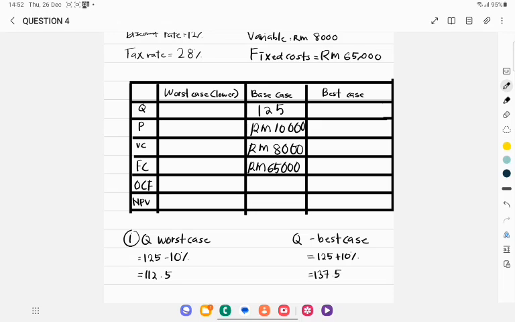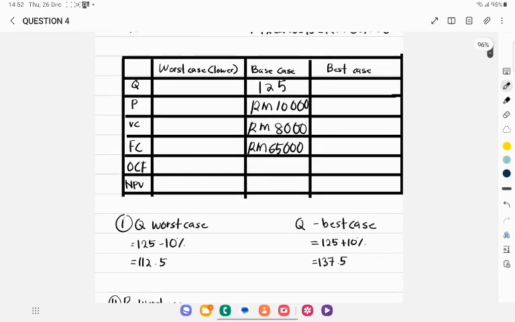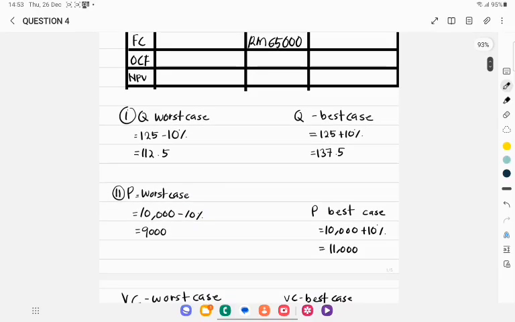So let's start. The first thing we need to calculate for this question is the quantity for the worst case. For the worst case, I calculate 125 minus 10%, and the answer is 112.5. Next, we calculate the price: 10,000 minus 10%, and the answer is 9,000 ringgit.